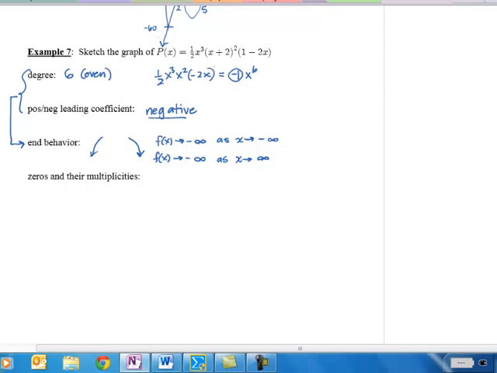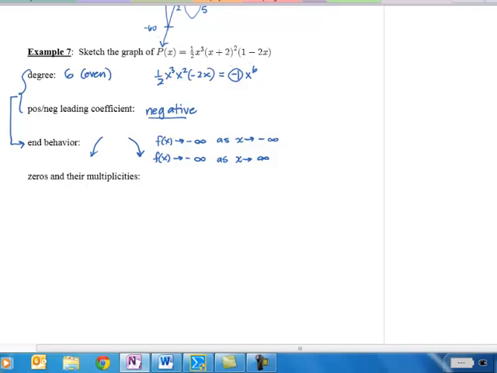So again, we don't need the entire expanded form. We really just want to know what that highest degree term is going to look like. So we can multiply the 1/2 x cubed, an x squared, and a negative 2x together to figure out what that first term would be.